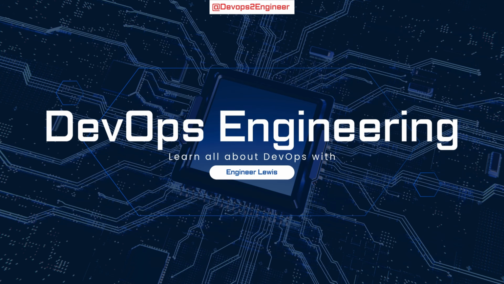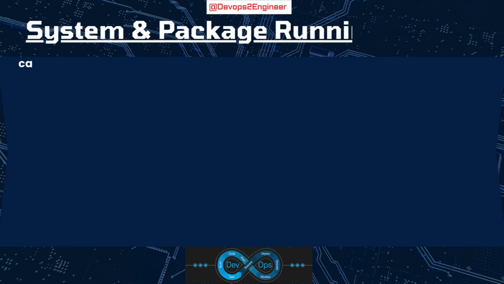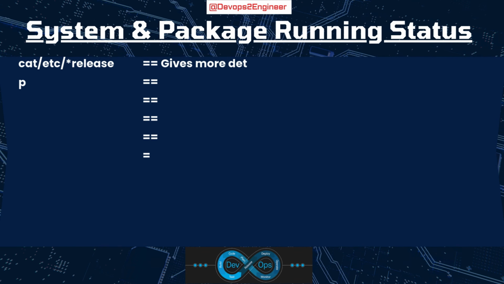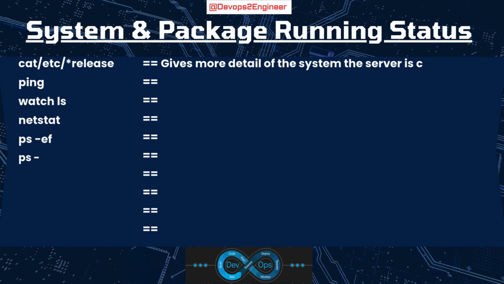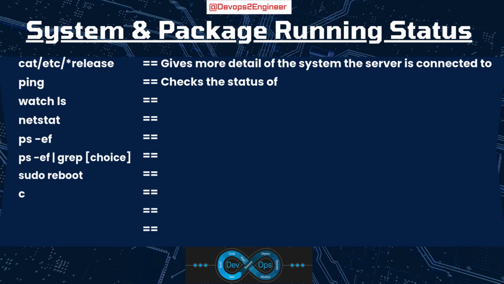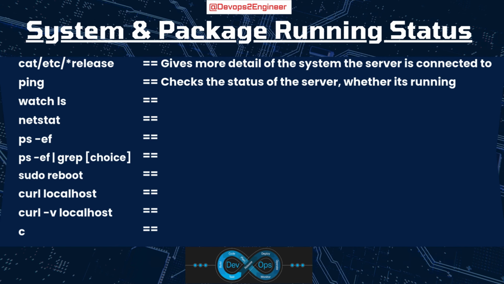In today's video, we're going to be learning all about system package management, system and package running status. cat /etc/*release gives more detail of the system that the server is connected to. Ping checks the status of the server, whether it's running or not.